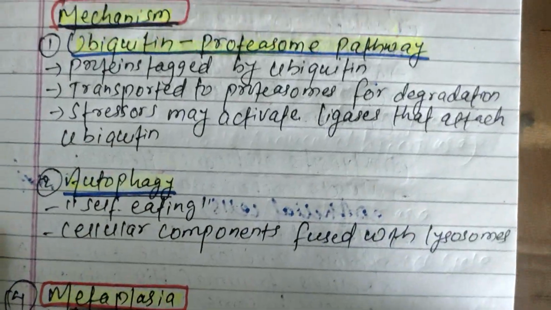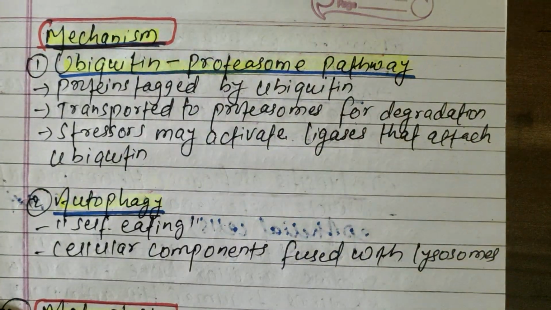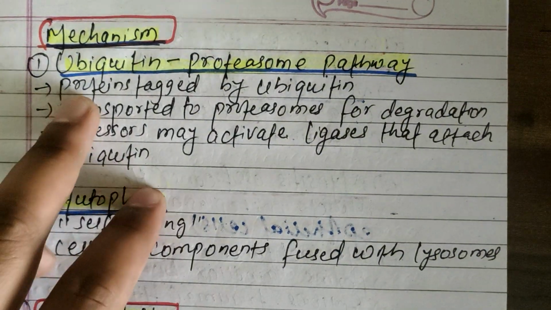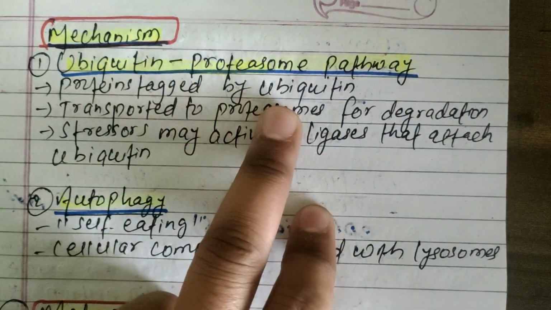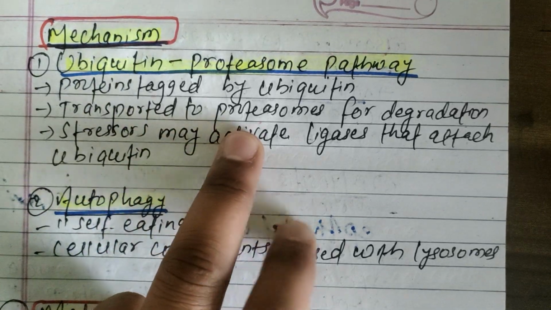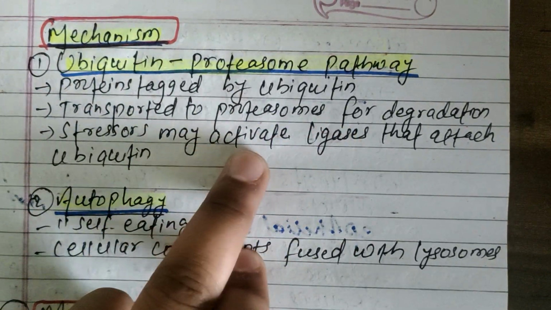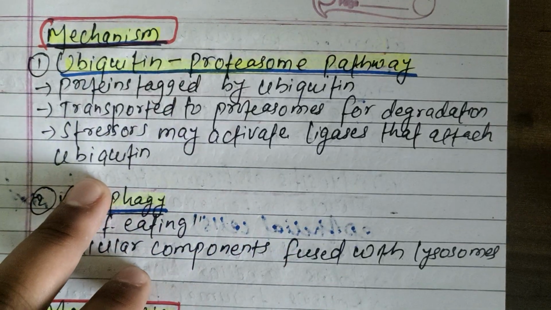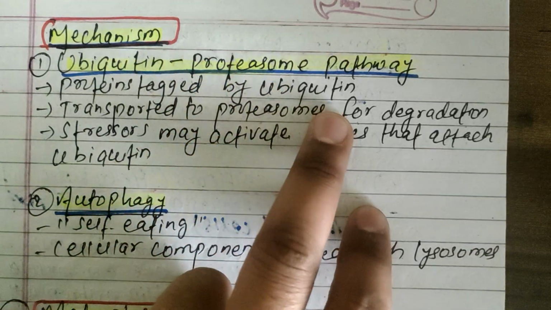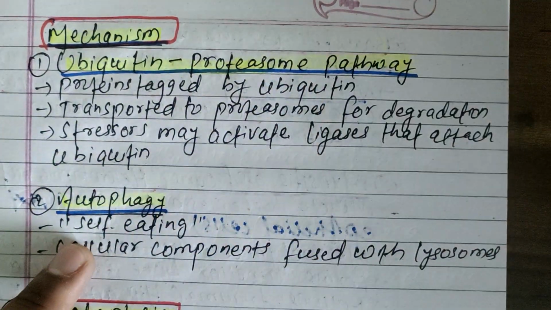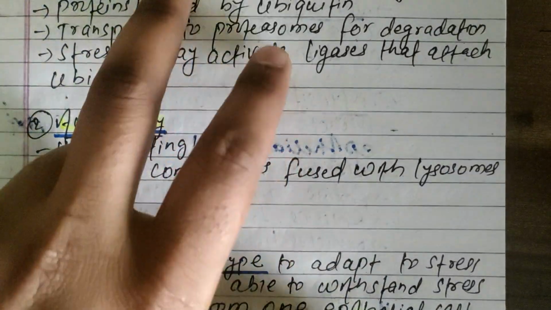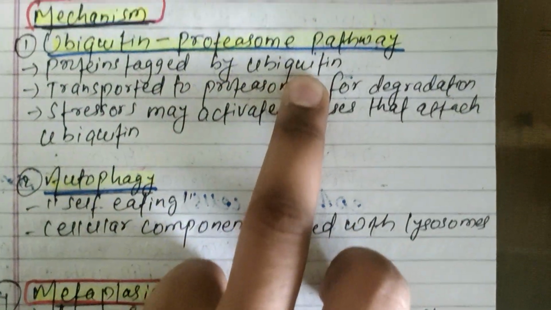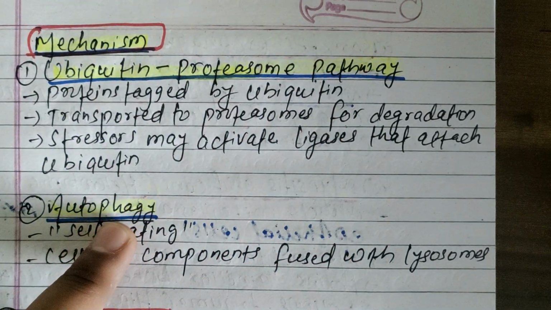Now let's discuss the mechanism of atrophy, how atrophy of the cell occurs. There is the ubiquitin proteasome pathway. Proteins are tagged by ubiquitin and transported to the proteasome for degradation, and stressors may activate the ligases that attach the ubiquitin. The other mechanism is autophagy, a self-eating process where cellular components fuse with lysosomes. So there are two mechanisms of atrophy: the ubiquitin proteasome pathway and autophagy.